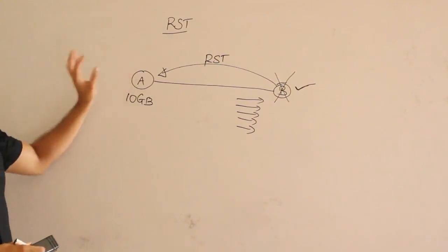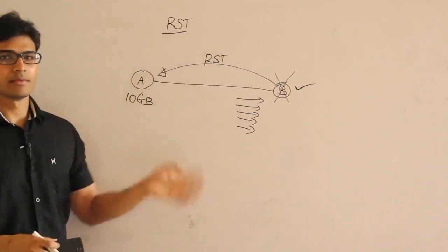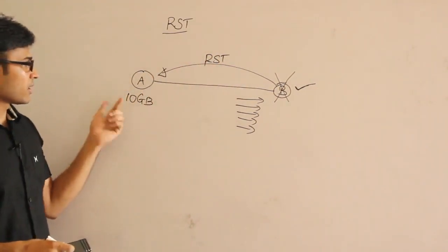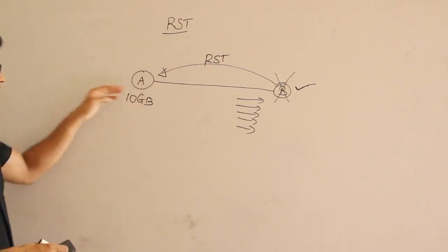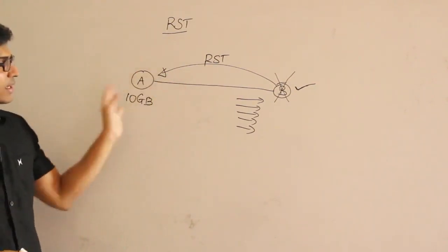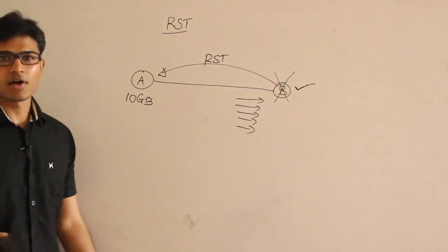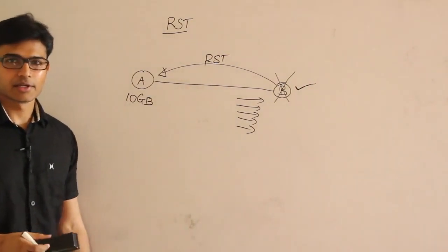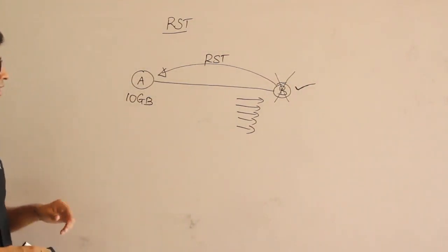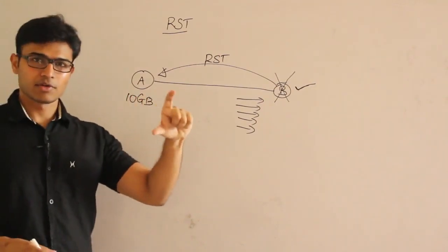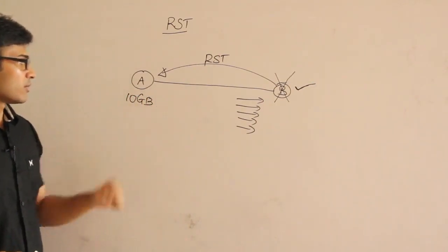Then immediately A will understand that something is wrong with B and it is not able to receive my packets. Then A will stop. If you don't do this, what happens is A will send the entire 10 GB, and then after that it will wait and look for the acknowledgements. In case the acknowledgement timeout is very big, then it is going to be a problem, right?